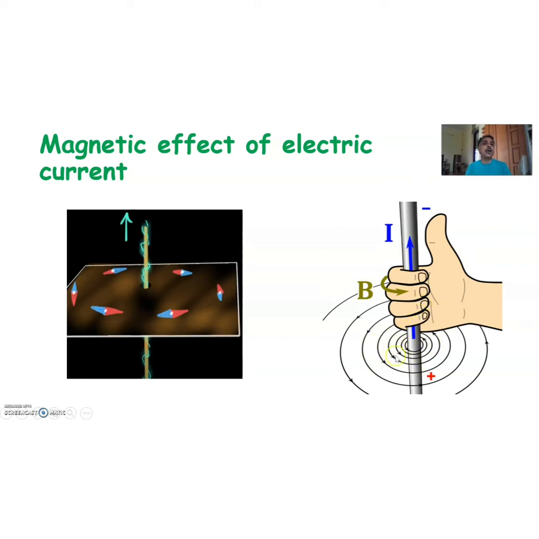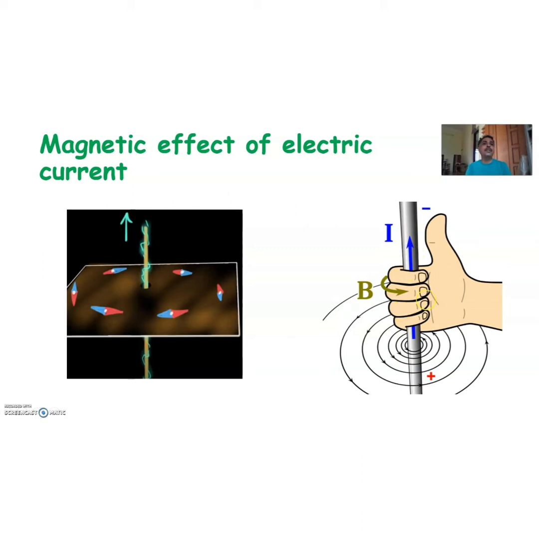The concentric circles are closely packed near the wire and widely packed away from it. That is, the distance between the concentric circles increases as we move away from the wire, which shows that the magnetic field is very strong near the wire. Hence, the concentric circles are closely packed. Whereas, as we move away from the wire, the magnetic field gets weaker and weaker. And the magnetic field is also proportional to the amount of current flowing through the wire. If we increase the current flowing through the wire, the magnetic field also increases.